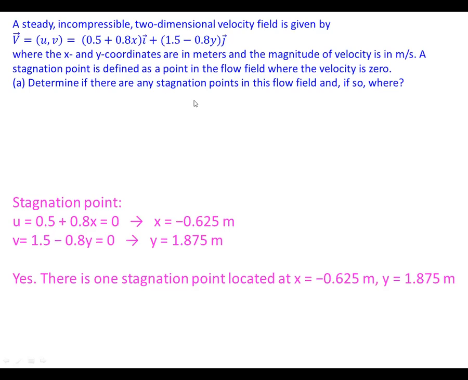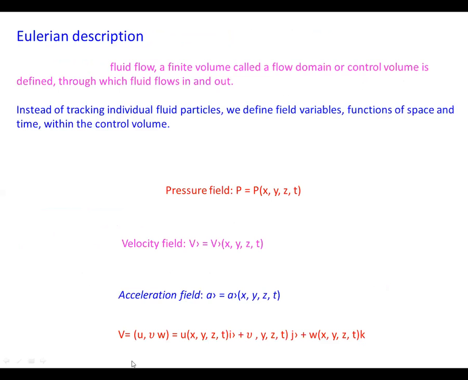Here the stagnation point is asked. The stagnation point is the point where the velocity is 0. The velocity vector is represented by the combination of all the directional velocities. That is, u represents the velocity in the x direction, then v represents the velocity in the y direction, and w represents the velocity in the z direction.